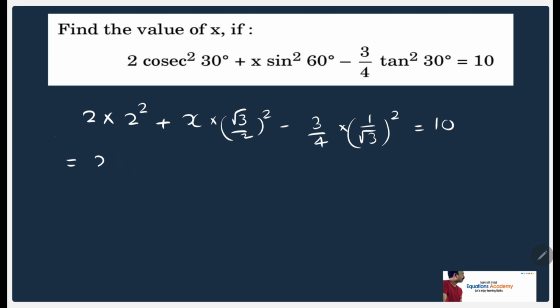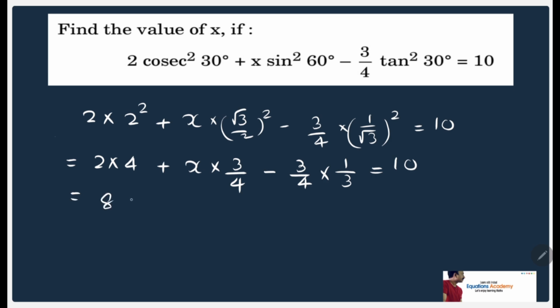This is equal to 2 into 2 square is 4 plus x into root 3 square is 3 divided by 2 square is 4, minus 3 by 4 into 1 by root 3 whole square. 1 square is 1, root 3 square is 3, equal to 10. Now 2 into 4 is 8 plus x into 3 by 4, that is 3x by 4, minus 3 by 4 into 1 by 3.